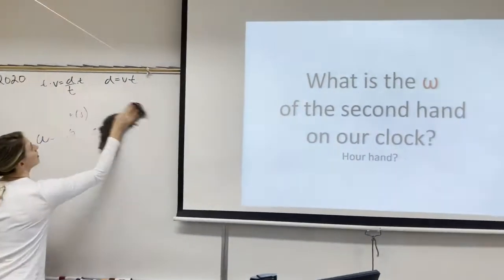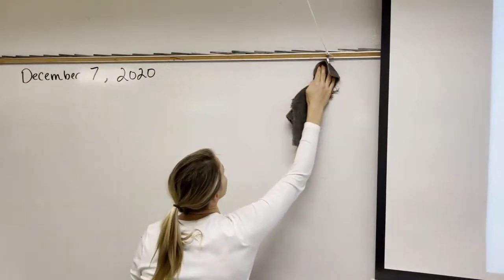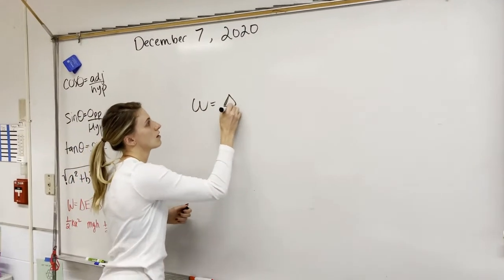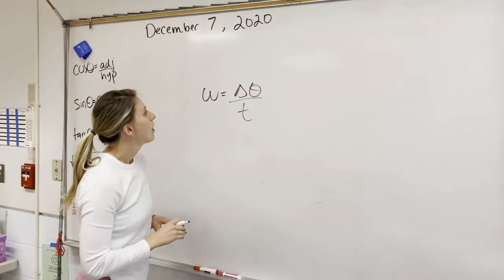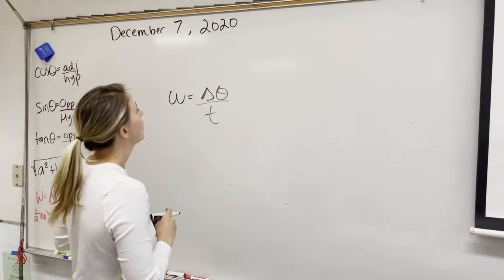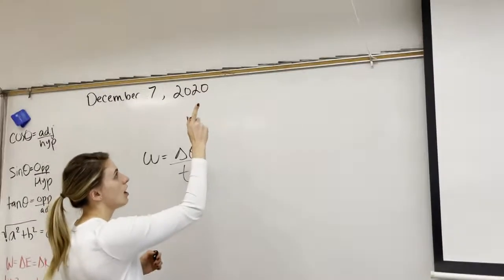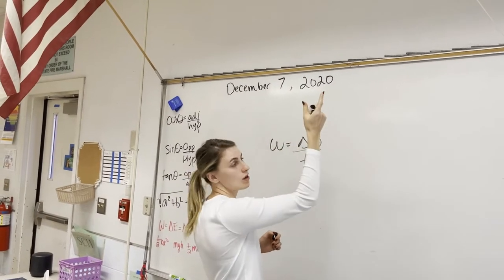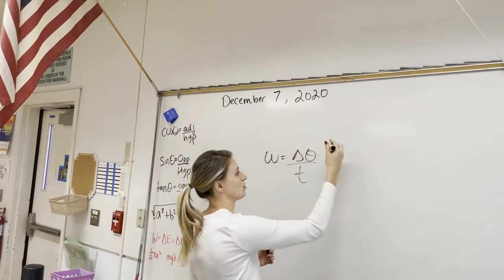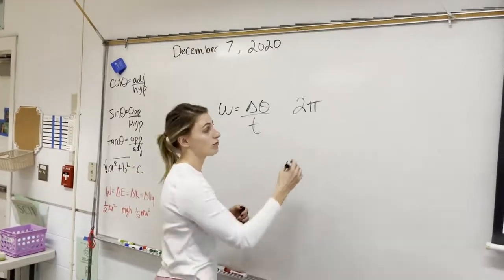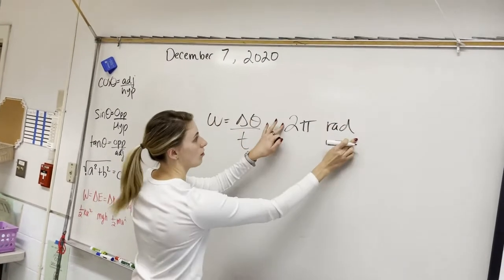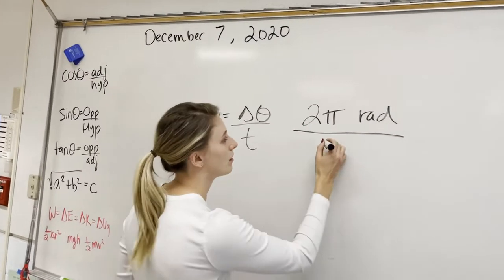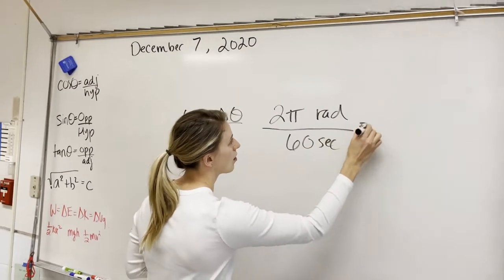So let's start with what we know. Angular velocity is angular displacement over time, and it wants to know for the second hand. For our angular displacement, let's make one revolution. What is one revolution? One revolution is going to be 2 pi radians. How much time does it take for the second hand to go all the way around? 60 seconds. It takes a minute.